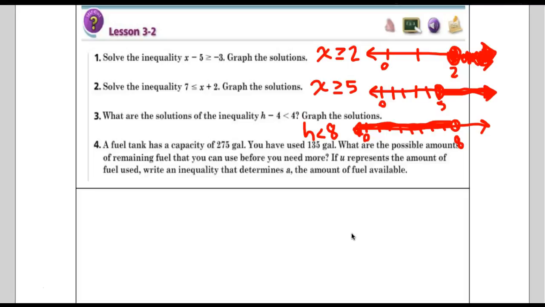Alright, so we'll give you the first 3 first so you can check those, and then I'll take another second and give you the last one. X is greater than or equal to positive 2, so 2 closed, shaded to the right. Number 2, flip the whole thing around and then subtract 2 from each side to get x is greater than or equal to 5. So closed dot on 5, shaded to the right. For number 3, add 4 to both sides, you get h is less than 8. Open dot on positive 8 shaded to the left. So give me a second to do the last one. I'll be right back with you.